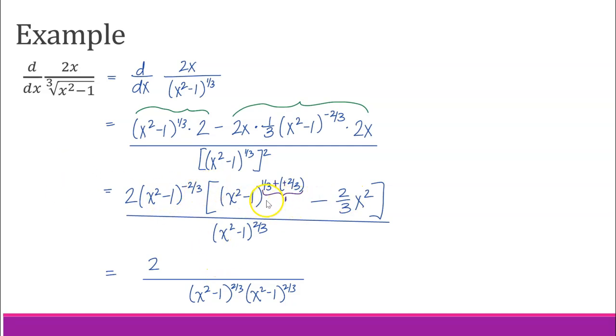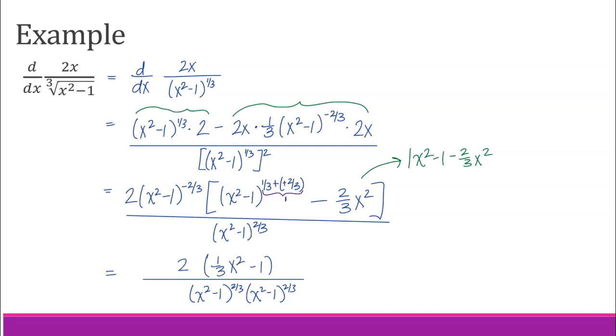And then what's happening inside here? Well, like I said, this was just x squared minus 1 to the first power. So this part right here, maybe let me pull it to the side. Inside these brackets, this is really just x squared minus 1 minus 2/3 x squared. So there was no need for parentheses because it was really just to the first power. And so there are like terms going on here, right? 1x squared and minus 2/3 x squared, that's 1/3 x squared. So I have 1/3 x squared minus 1. Let's move this over a little bit.